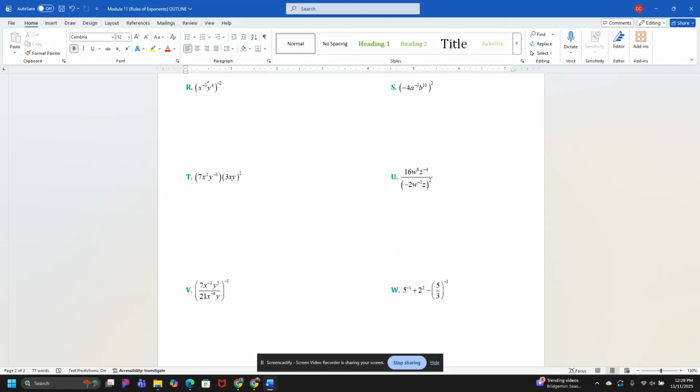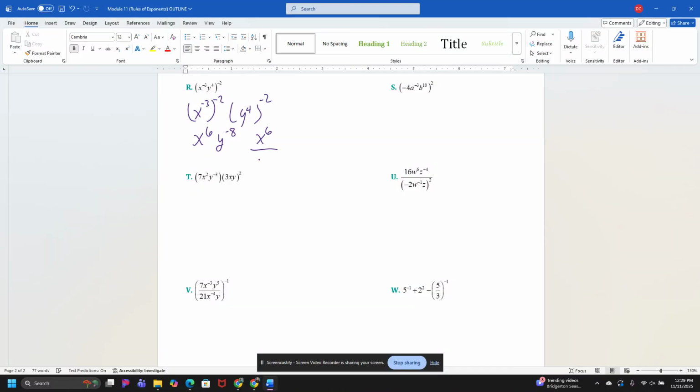Alright, let's look at R. So these are powers raised to a power. Just for your benefit, as we're doing this for the first time, I'll rewrite it this way. I wouldn't do this every time. Negative 3 times negative 2 is 6. 4 times negative 2 is negative 8.